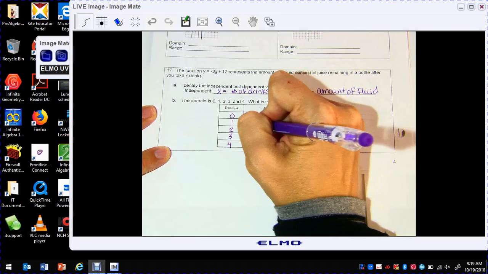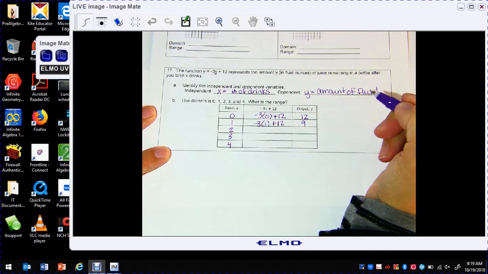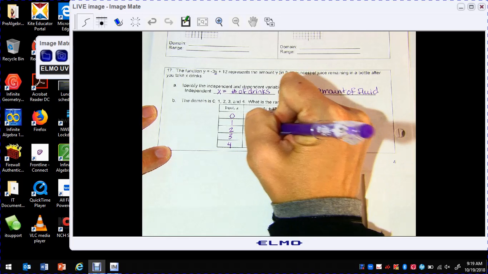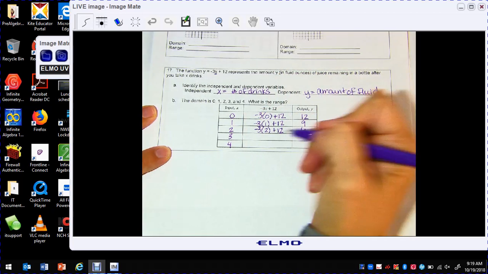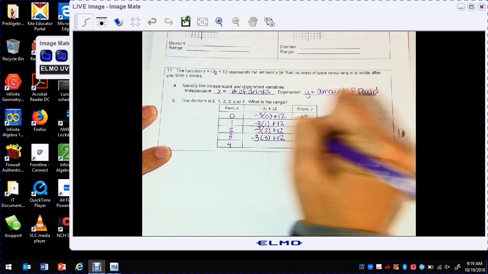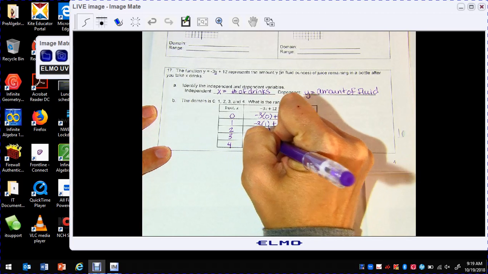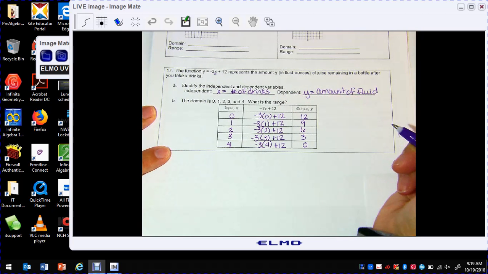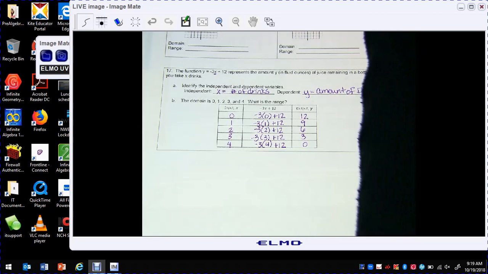The input is 1. I get negative 3 times 1 plus 12. My output would be 9. Then I have negative 3 times 2 plus 12. That gives me an output of 6. Input of 3, so I have negative 3 times 3 plus 12. Gives me an output of 3. And negative 3 times 4 plus 12 is going to give me an output of 0. Okay? So I'm putting in x's that give me the y's. So that's how you can tell the independent and dependent when I give you an equation.